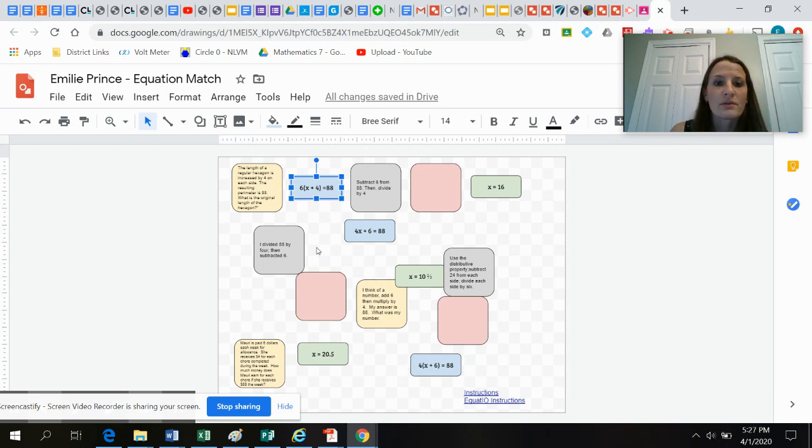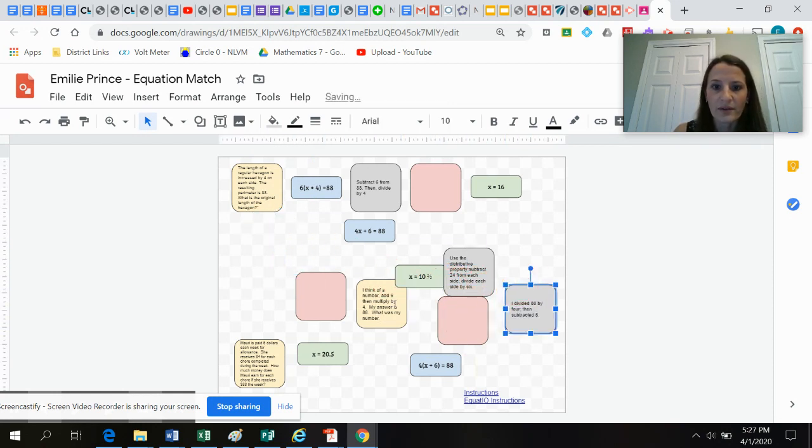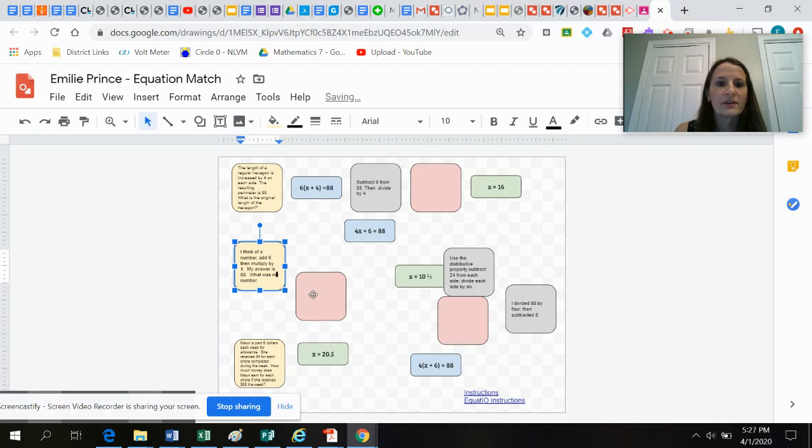All right, so now let's take our next yellow square. It's not really a square, but we'll call it a square. It's got rounded edges, not 90-degree angles. I think of a number. So that number is going to be x. Add 6 to that number. So I've got x plus 6. And then it says multiply by 4. So 4 groups of x plus 6. I have x plus 6 as a group times 4.